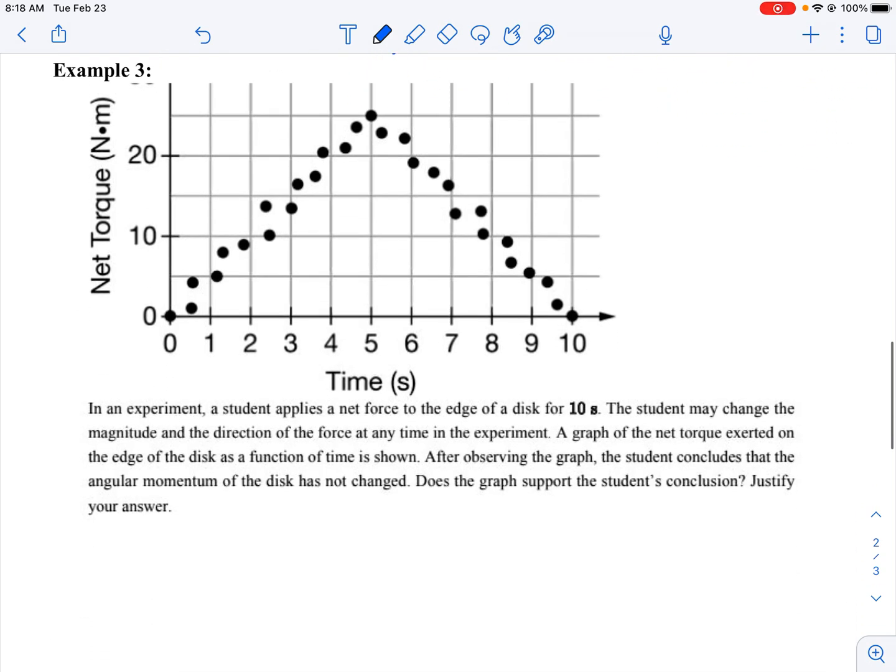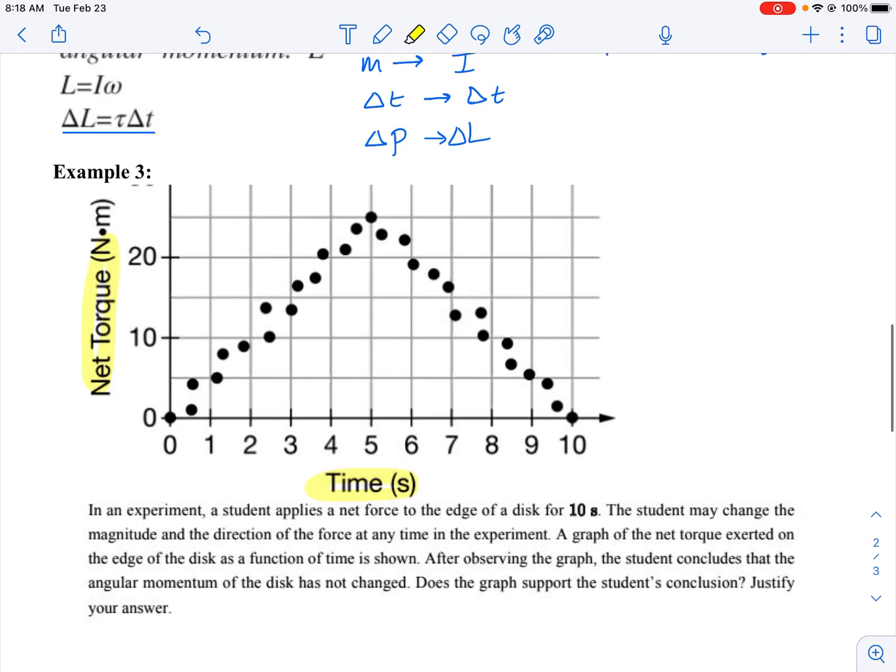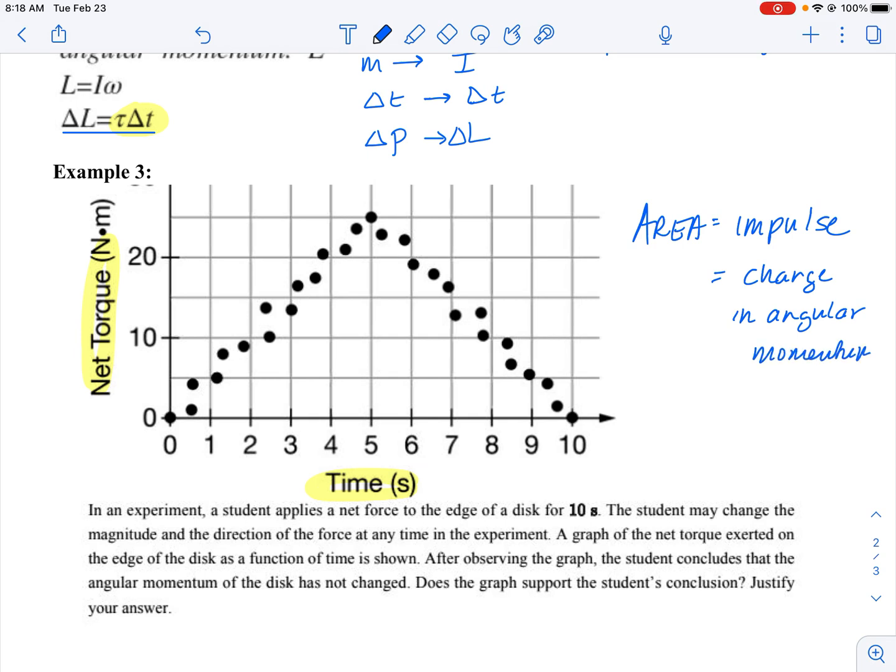So when I look at a graph like this one, where I've got torque and time, that tells me that the area, torque times time, is going to equal the impulse, and it's also going to equal the change in angular momentum.